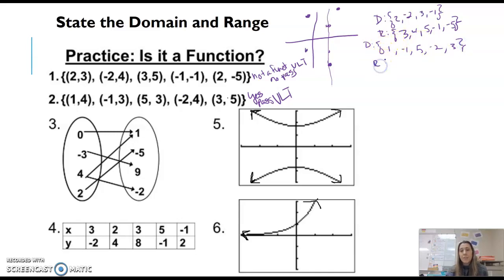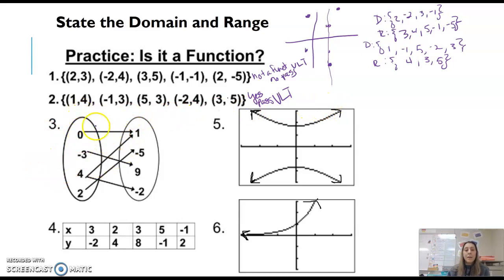And then the range is going to be the y values. So 4, 3, 3 has already been written, I don't need to write it again. 4 is already written, I don't need to write it again. And 5. So even though those y values are repeated, that's okay. One of the things I like to think of is y equals x squared. -2 and 2 both have the same y value, 4. So I like to think of that function, be like, oh wait, that's a function. My x's aren't being repeated, my y's are, and that's okay.